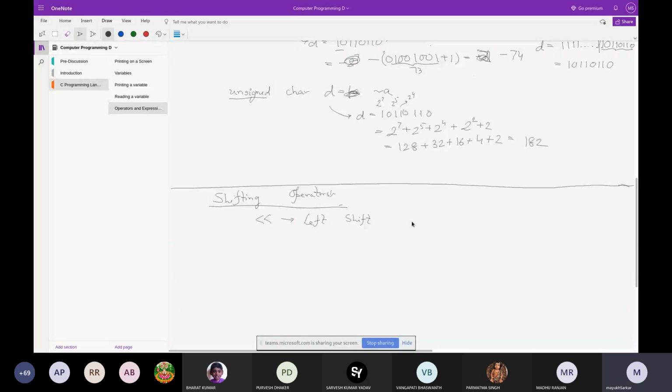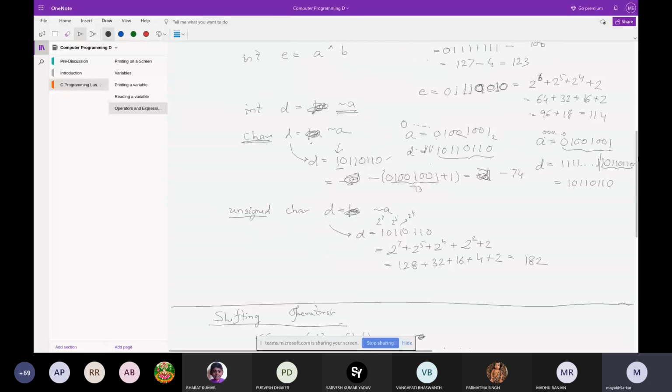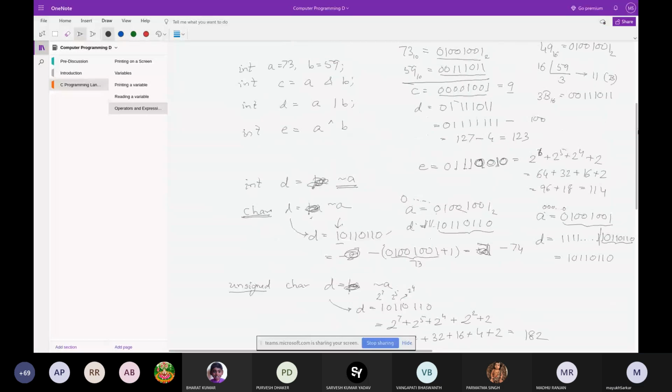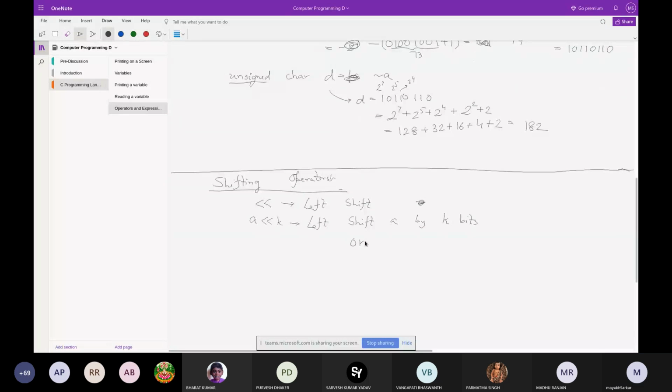In fact, suppose if you write A, this means left shift A by k bits. Now, what is the consequence of this? Let me consider any number. Say, let me take this 73 from here: 0 1 0 0 1 0 0 1. This is 73.